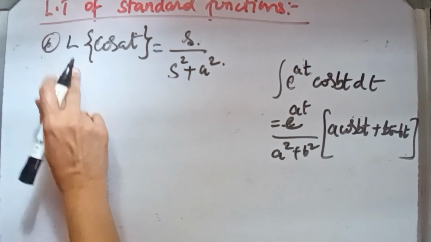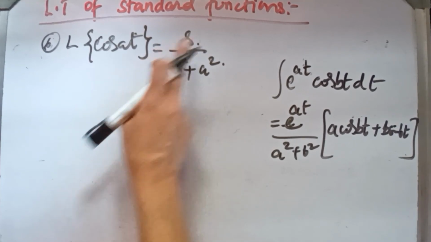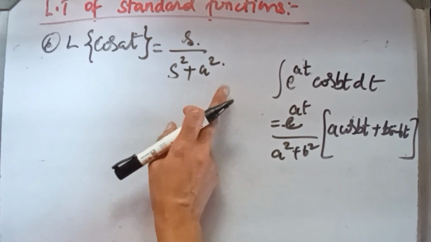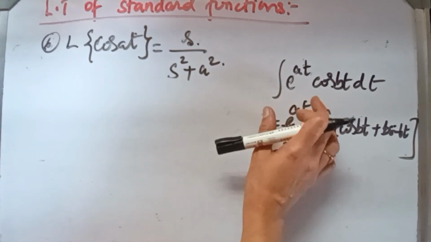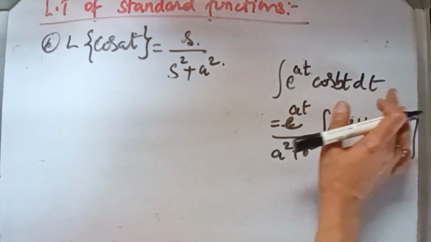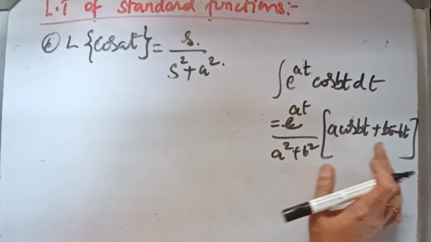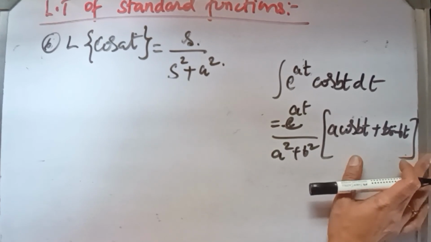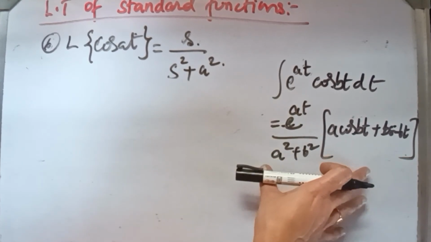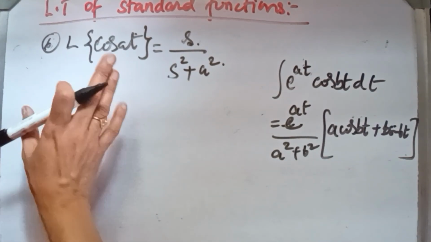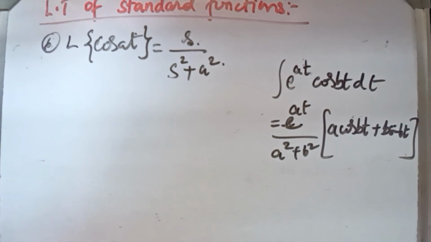Next one, the Laplace transform of cos at, which is s by s square plus a square. This is evaluated using the formula: the integral of e power at cos bt dt is e power at divided by a square plus b square into a cos bt plus b sin bt. So using that formula, you can evaluate the integral. You can check it, the same as in the previous case.